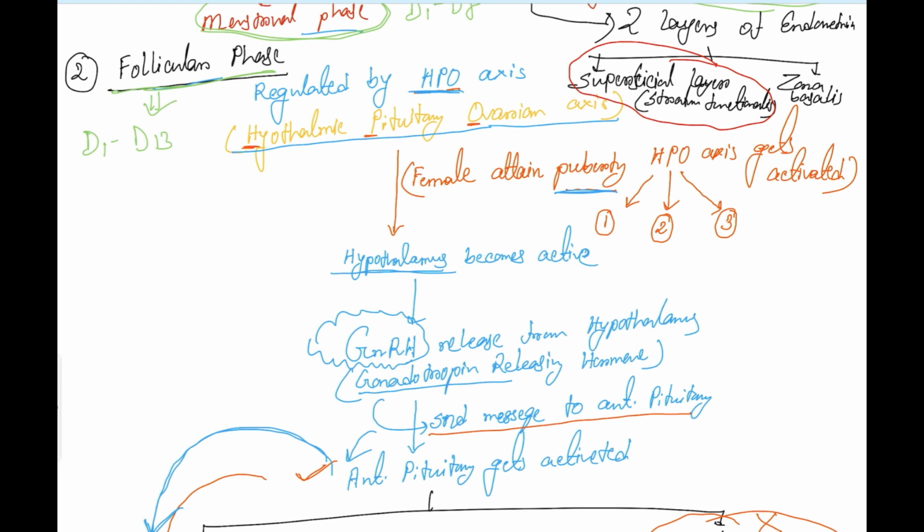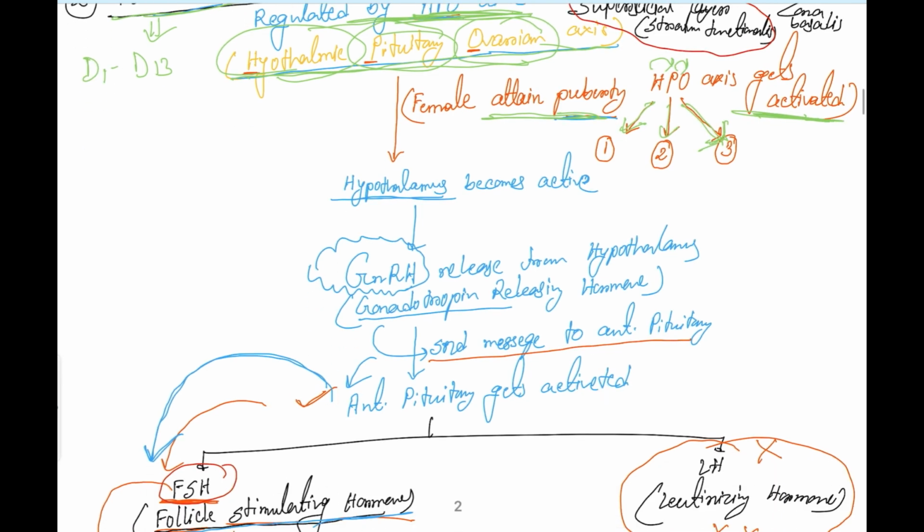Understood? Now in this follicular phase, what happens? This follicular phase is regulated by the HPO axis. HPO axis stands for hypothalamic pituitary ovarian axis. So the hypothalamus, pituitary and ovary all play a crucial role in maintaining this follicular phase. Once the female attains puberty, this HPO axis gets activated. First the hypothalamus will act, then the message from the hypothalamus goes to the pituitary, then the message from the pituitary goes to the ovary. One by one, stepwise they will act.